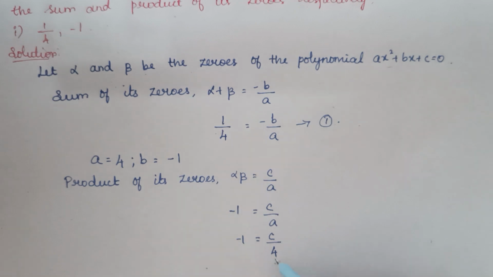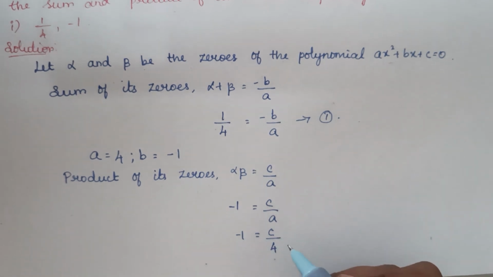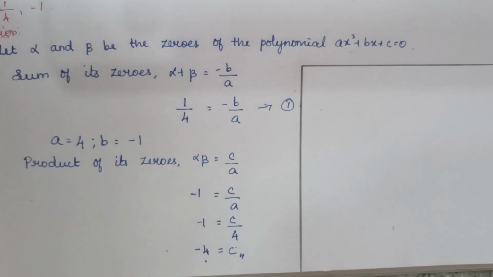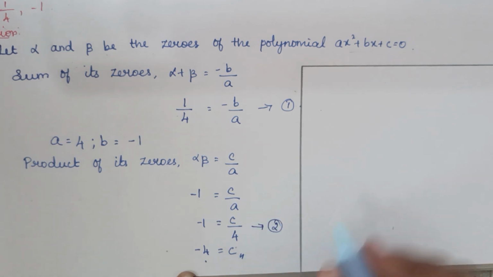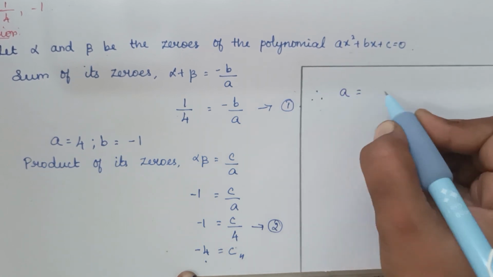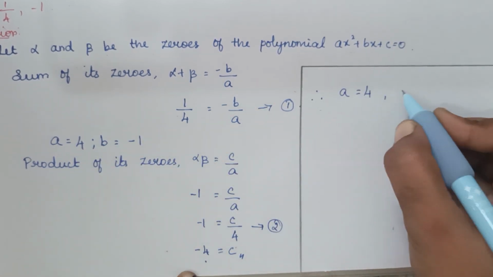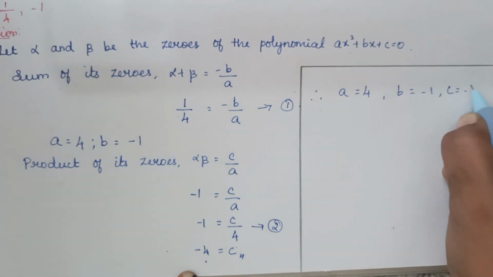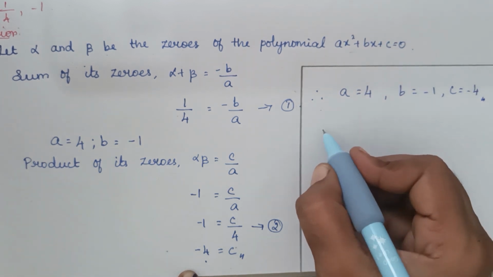So now minus 1 is equal to c by 4. Since 4 is in division, when it goes to the opposite side it comes as minus 4. So c is equal to minus 4. From equation 2, we found the value of c. Therefore, a is equal to 4, b is equal to minus 1 and c is equal to minus 4.